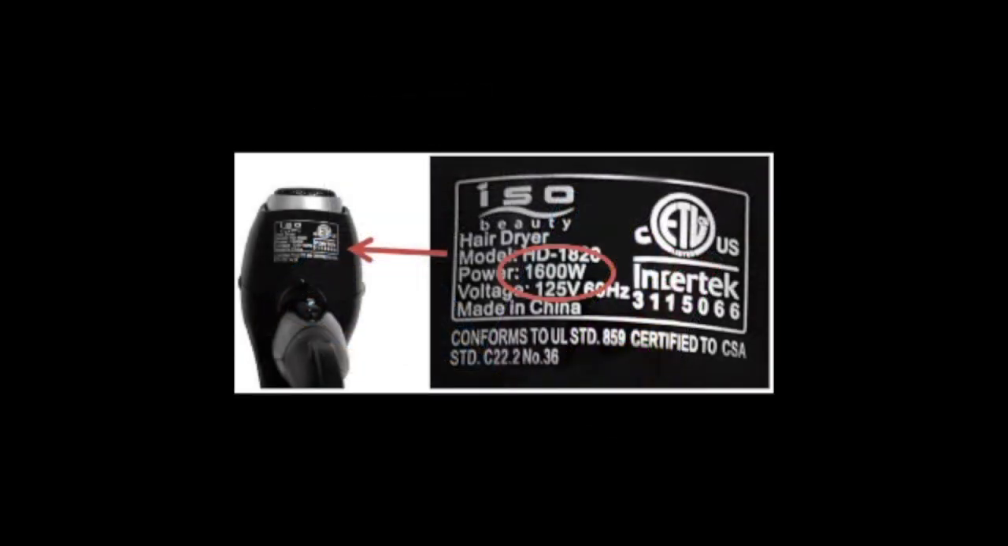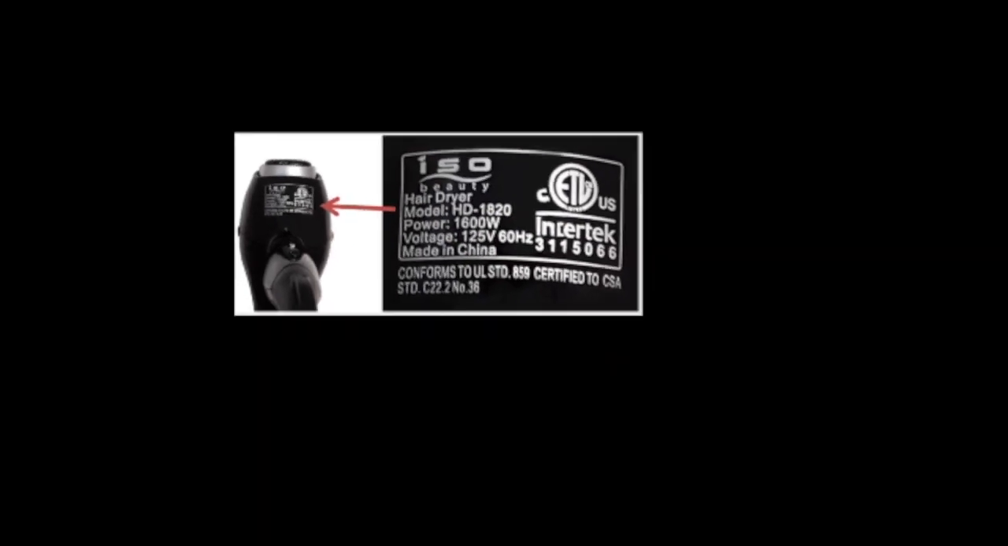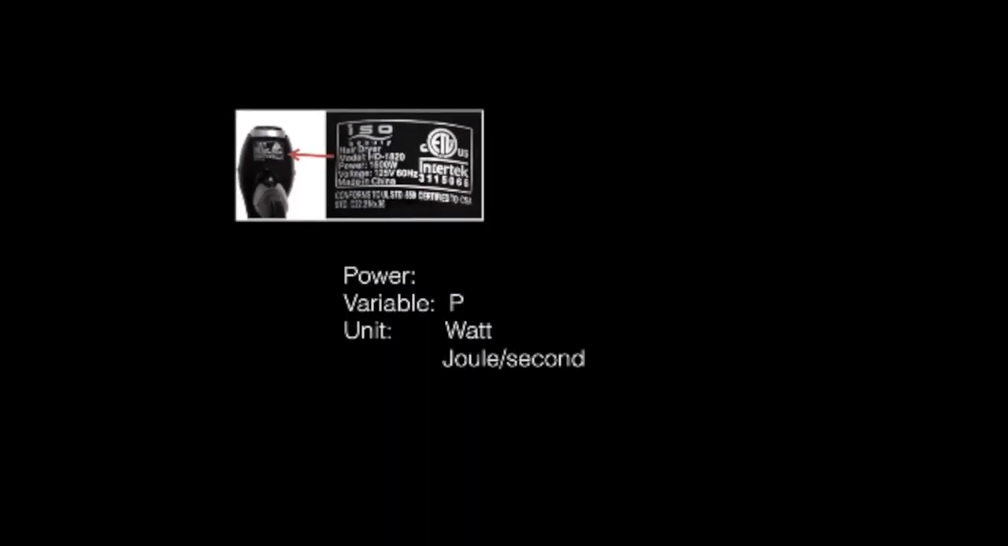On all appliances, you can see how many watts they use. Watt is a unit for energy per time used by the appliance. We call this the power of an appliance. The symbol for power is P and the unit is watt. Watt is the same as joule per second, which is a very useful unit when calculating the used energy.